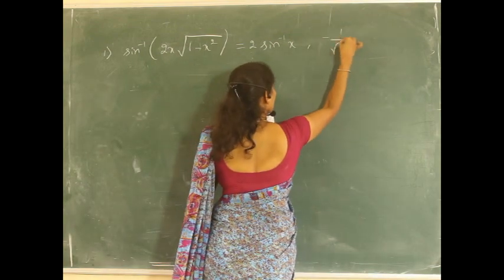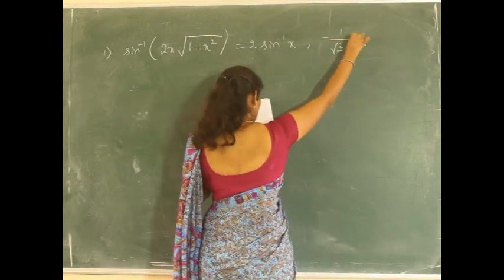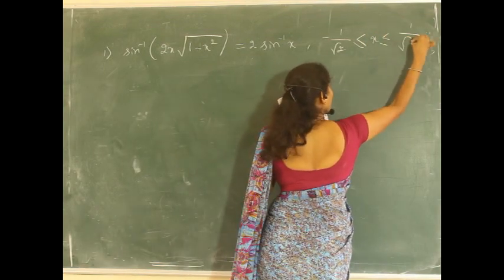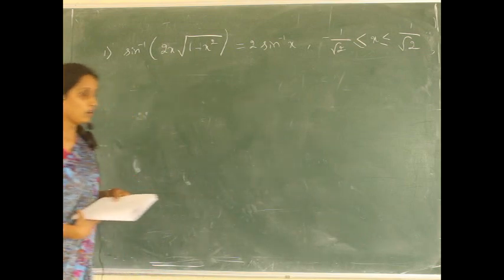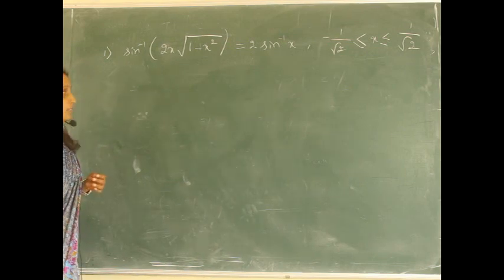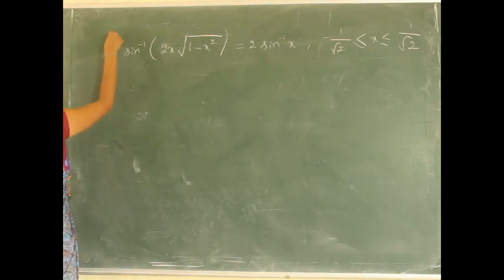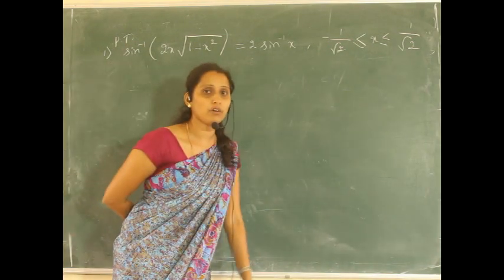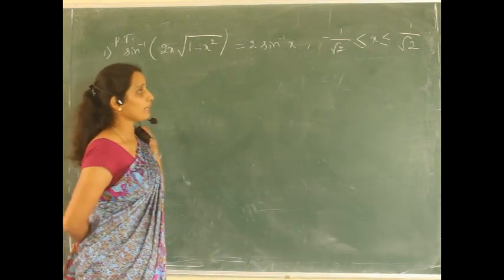The condition is 1 by root 2 less than or equal to x less than or equal to 1 by root 2. I solved this in the last class, but many of you asked a doubt, so I am solving that problem once again. We have to prove that sine inverse of 2x into root of 1 minus x square is equal to 2 sine inverse x.